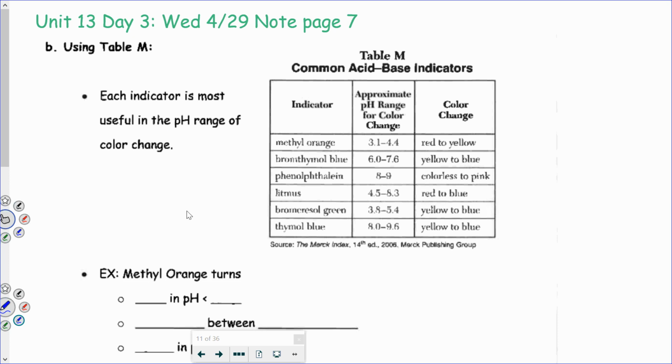Now what I mean by that is, you would not want to use methyl orange to distinguish something that's a pH of 7 from something that's a pH of 9. Why? Well, if something is a pH of 7, it's greater than 4.4. If it's greater than the number on the right, it's the color on the right, so it'd be yellow. So pH 7 would be yellow, and this is for methyl orange.